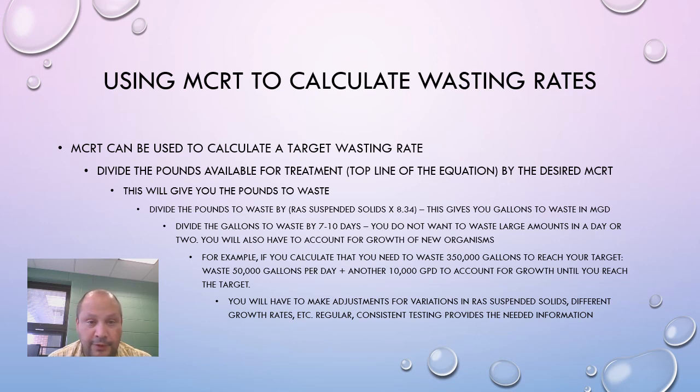At that point, we would take that 3,000 pounds and we would plug it into our pounds formula and try to figure out how many gallons we need to wind up wasting. So in this case, we would take our 3,000 pounds, divide it by 8.34, divide again by the return activated sludge suspended solids, and then we're going to wind up with a number of gallons to waste.